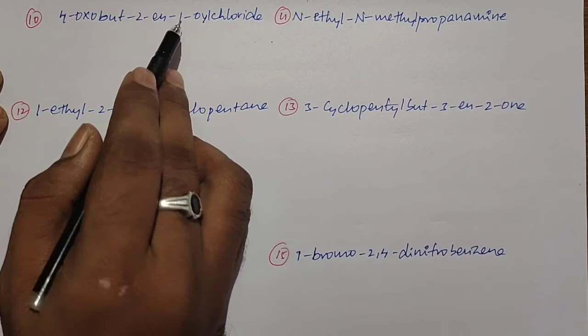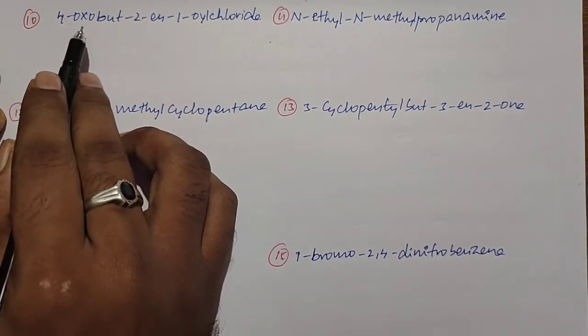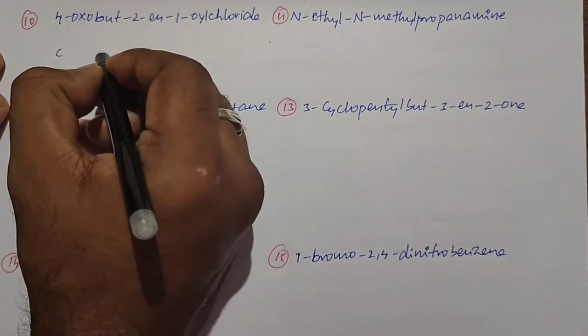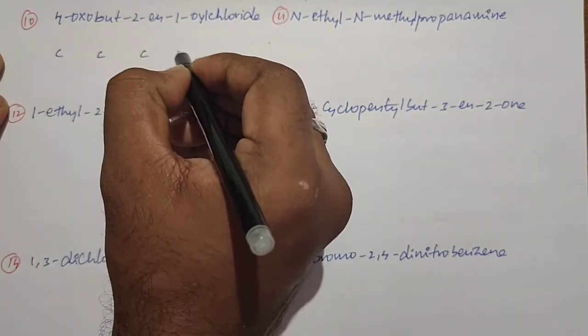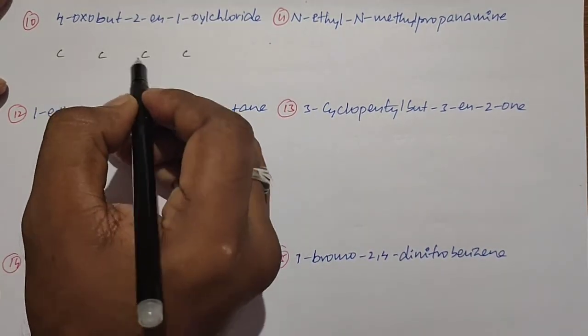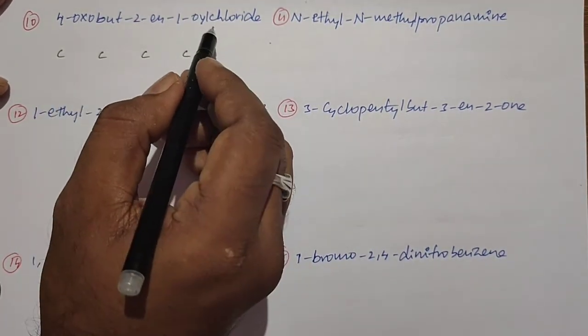4-oxo-but-2-ene-1-oyl chloride. Here the root word is but-, so the number of carbons is 4. I keep the 4 carbon atoms in a straight chain. Here the primary suffix is 2-ene, and -oyl chloride is the secondary suffix.